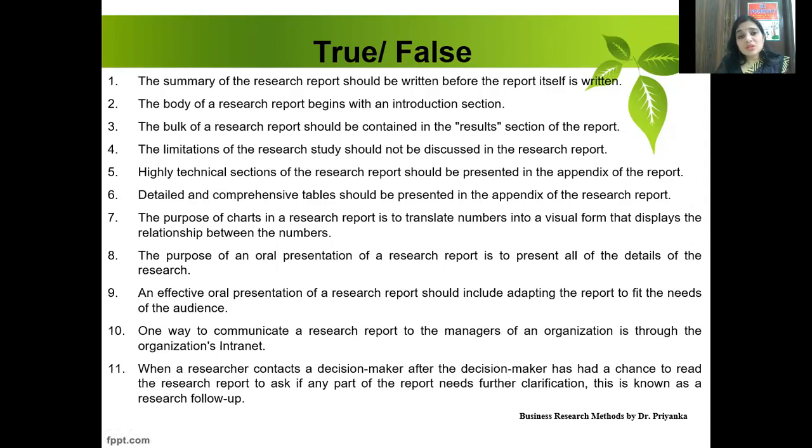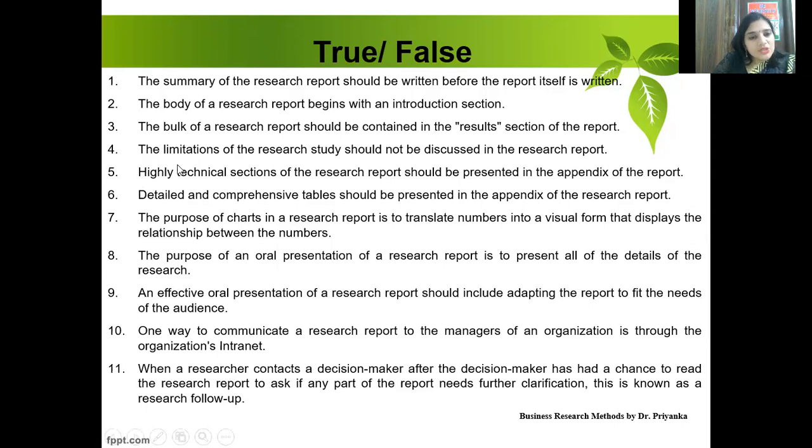Maximum of your research report should contain the results section, because that is the most important part of the report. Though everything is important in the report, your introduction section, review of literature section, methodology, everything, the results should take the maximum part. Right, so it is true.